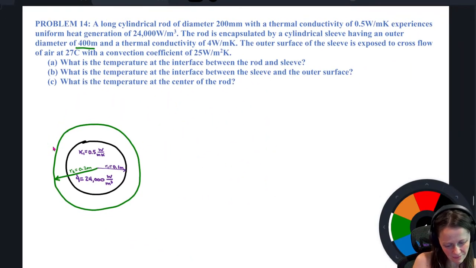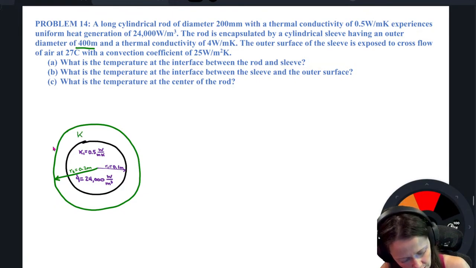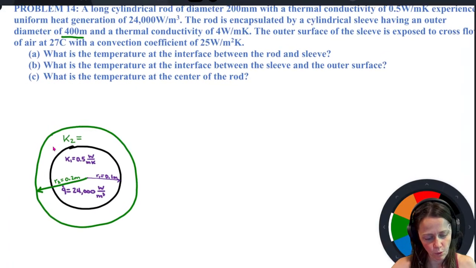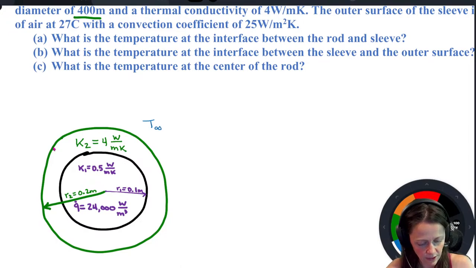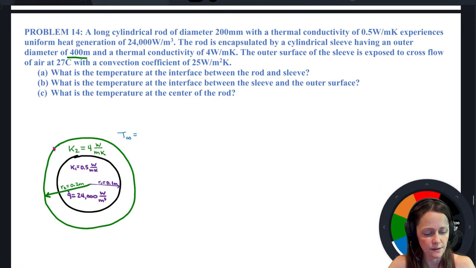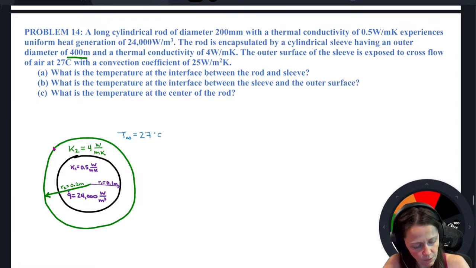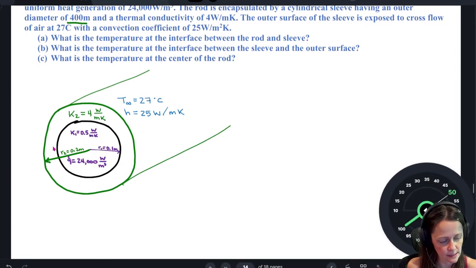Okay. All right. And then the thermal conductivity, I'll call this K2. K2 is equal to 4 watts per meter Kelvin. And then we've got some convection going on out here. The outer surface of the sleeve is exposed to cross flow of air. Air's at 27 degrees Celsius, and we've got a convection coefficient of 25 watts per meter squared Kelvin. There we go.